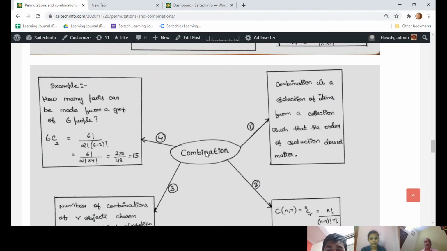So 6 factorial divided by 2 factorial into (6 minus 2) factorial. From further solving, we get 6 factorial as 720 and 2 factorial into 4 factorial as 48. By dividing that, we get 15 ways.